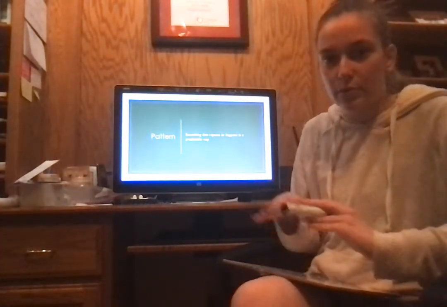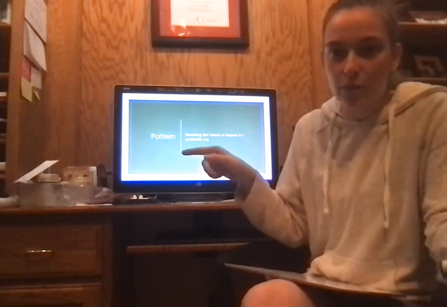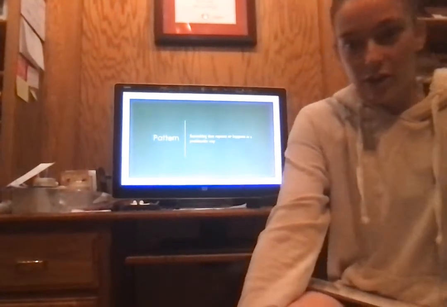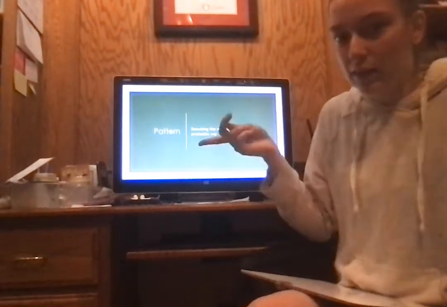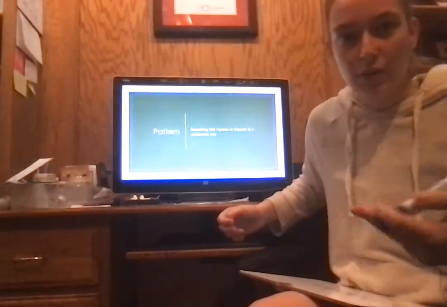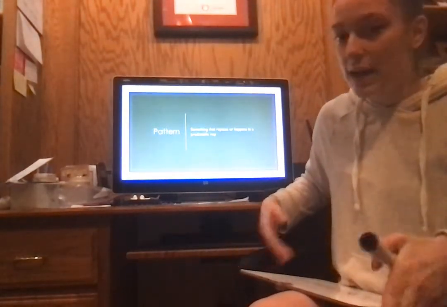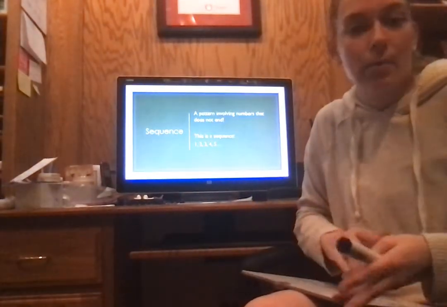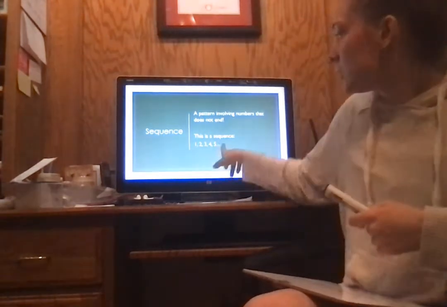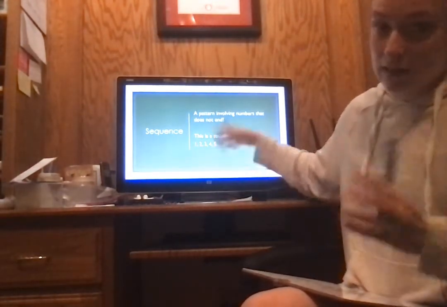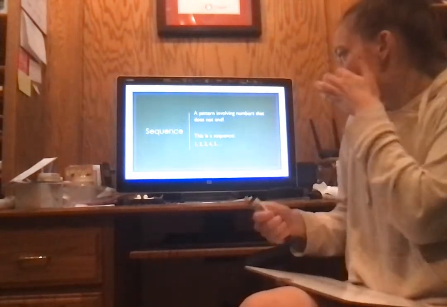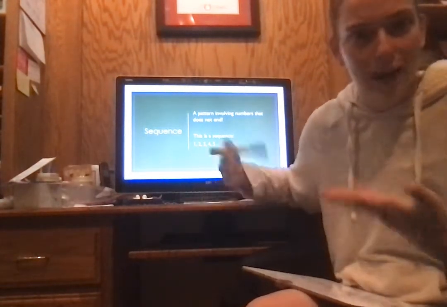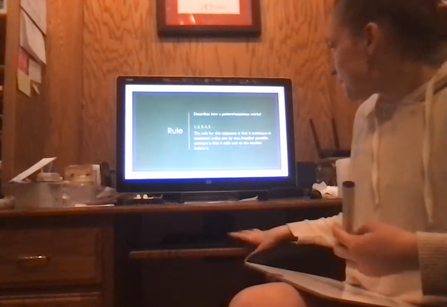Sequencing is very similar to a pattern, and if you can't see this very well, I have a file right under this video in the module that shows you on your own screen what these things say. A pattern is something that repeats or happens in a predictable way. It can be sound, it can be different things, but a sequence is a pattern that happens with numbers and that does not end. So usually it has the ellipsis at the end. That means there's more to it. It's kind of infinite. So this is a sequence right here, 1, 2, 3, 4, 5. And of course, we all know that that's just counting.